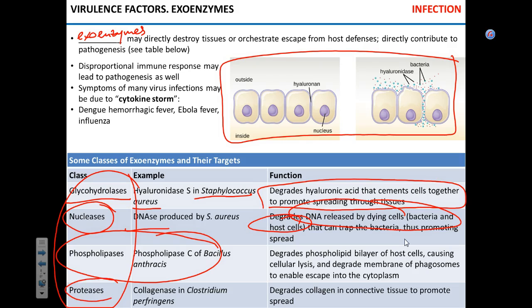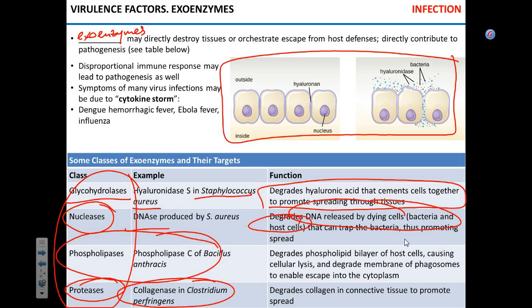And proteases. Proteases represent a huge class of exoenzymes, virulence factors, that destroy, as you can guess from the name, protease, they destroy proteins.